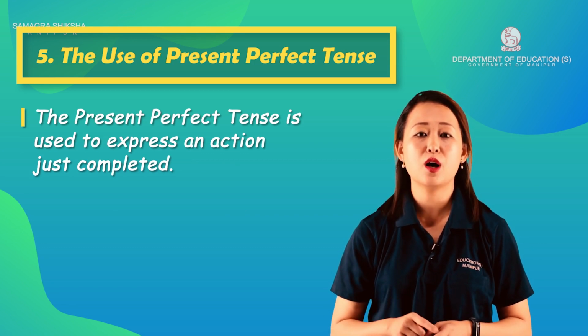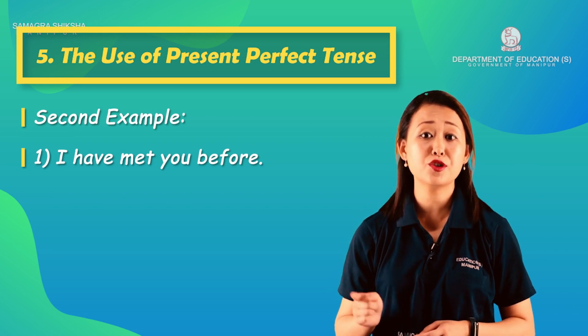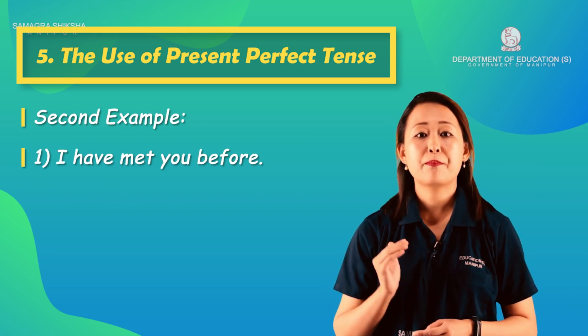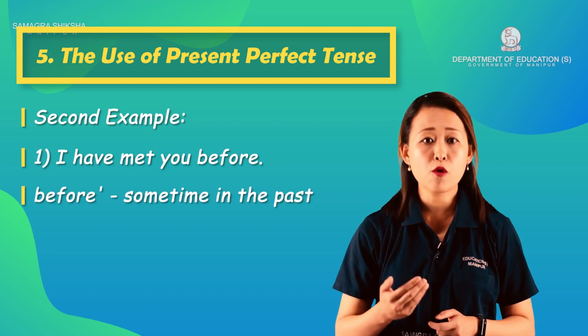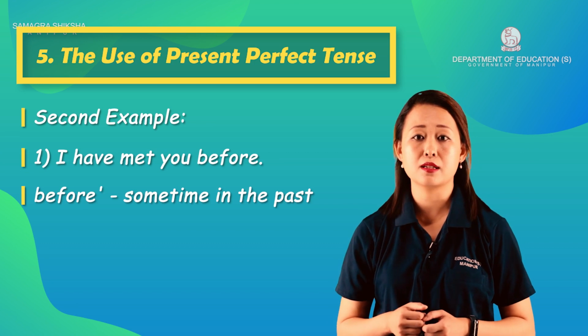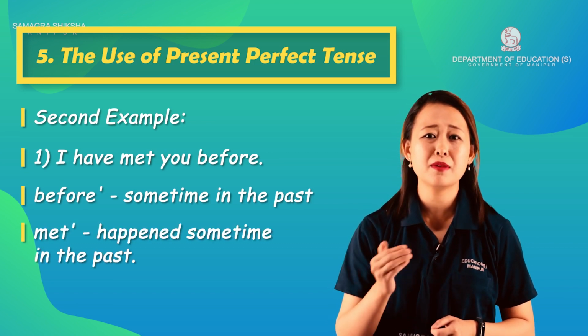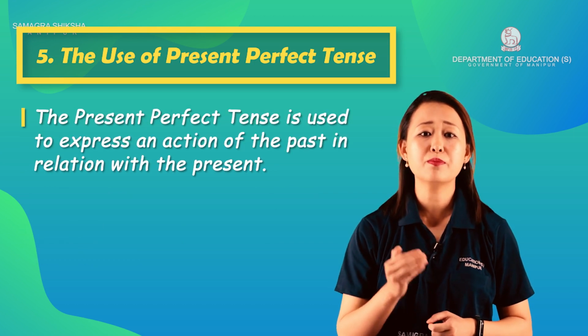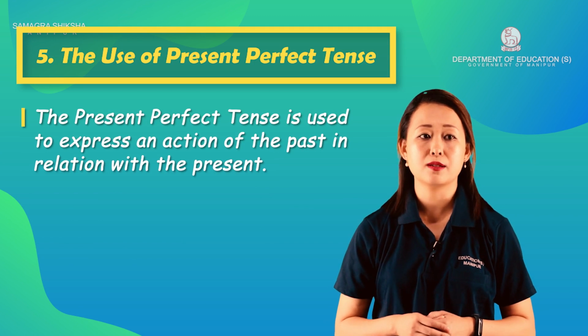Now, the second use of the present perfect tense. Examples first, I have met you before. Here, the present perfect tense is used with before. When before means sometime in the past, the action met happened before sometime in the past. And so, the present perfect tense is used to express an action of the past.